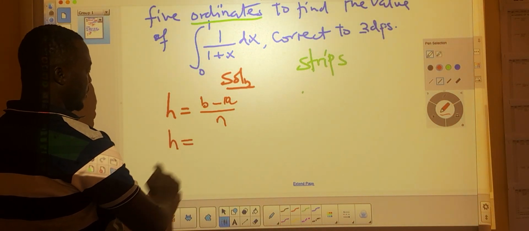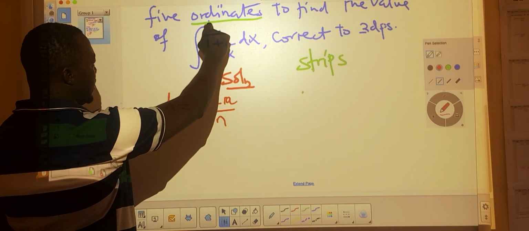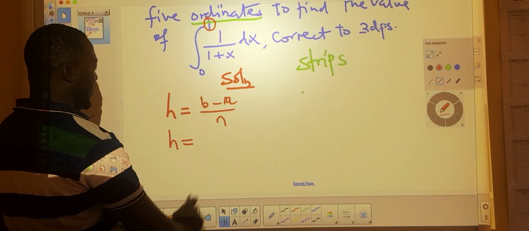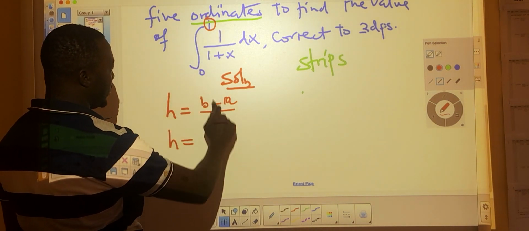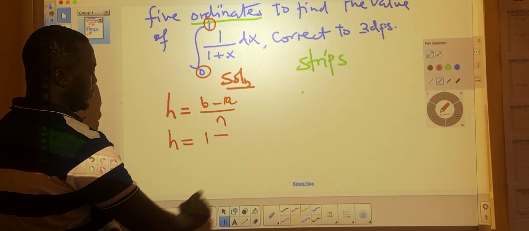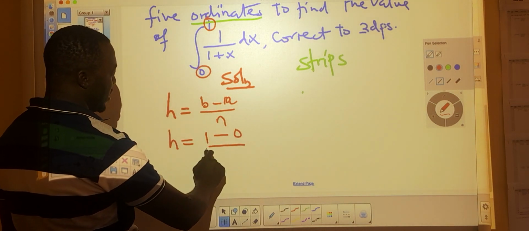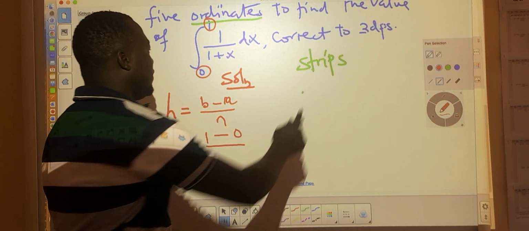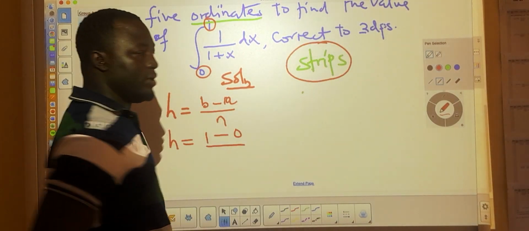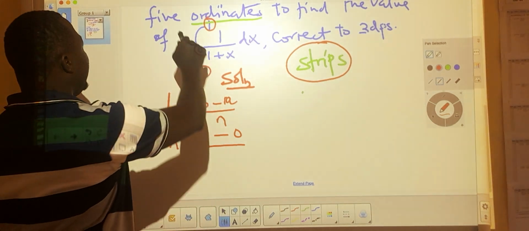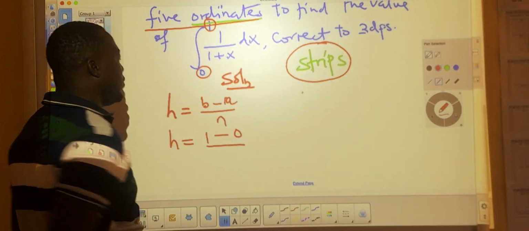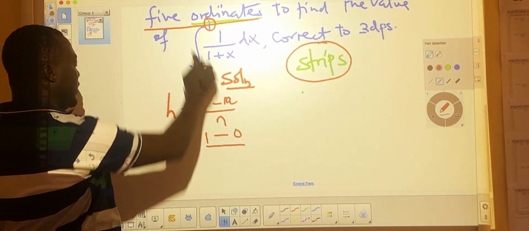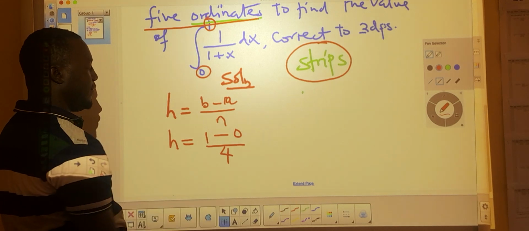So my h, which is the width: what's the upper limit? The upper limit is 1. It's very clear there. What's the lower limit? It is 0. So 1 minus 0 divided by n. We said earlier that n should be the number of strips, not the number of ordinates. So if we are given ordinates like that, we need to subtract 1. So 5 ordinates is how many strips? 4 strips.